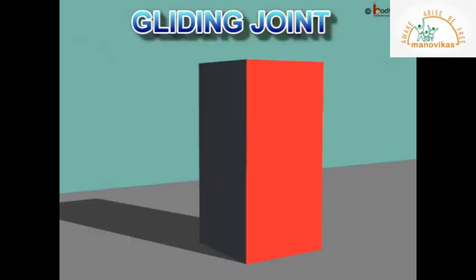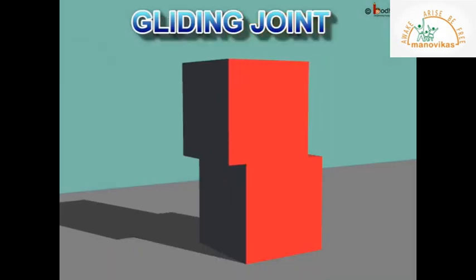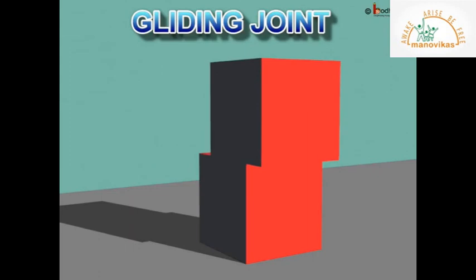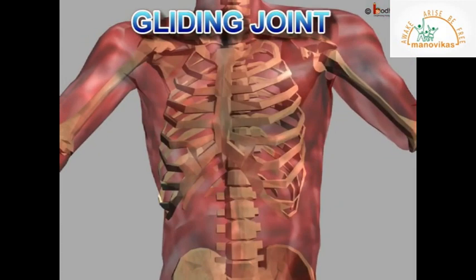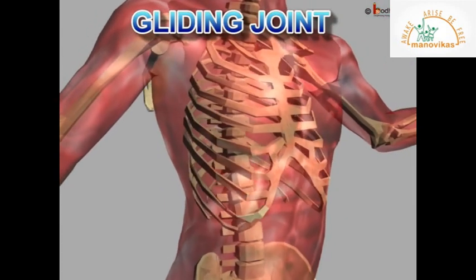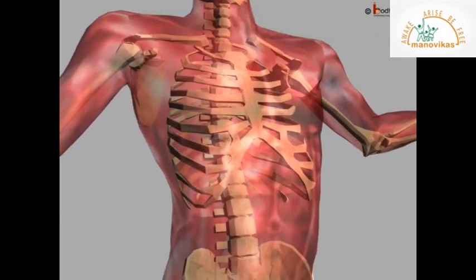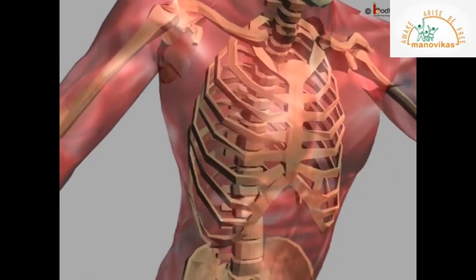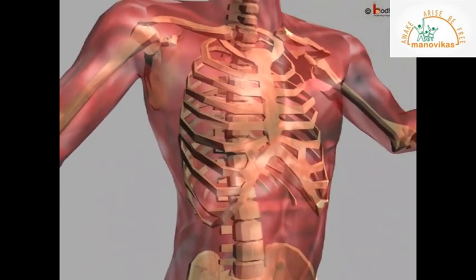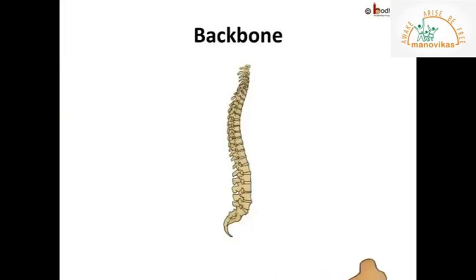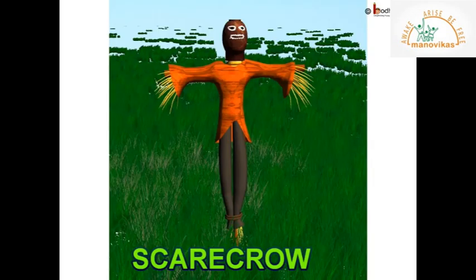Let us see gliding joint. Adjacent bones slide over each other and allow for a limited movement. It allows a back to bend, twist and turn at each joint, like the vertebrae of the backbone, wrist and ankles. What would happen if your backbone is made up of just one long bone? It would make us stiff as a scarecrow.